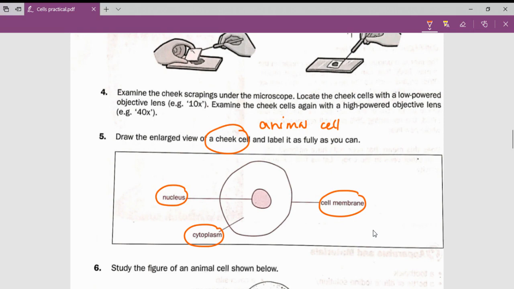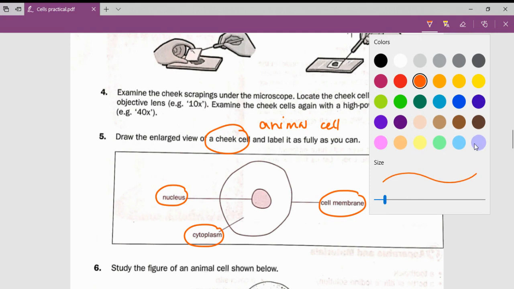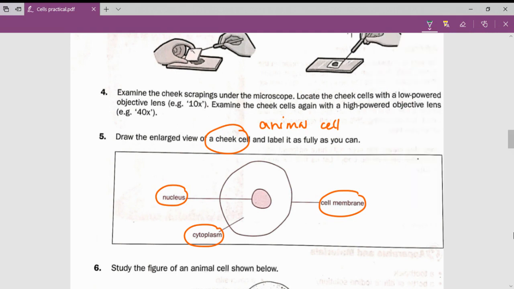So this is not a good drawing. So I'm going to draw another drawing by the side. So probably you just want to follow. So this should be the one. We have the animal cell. This is your cell membrane. Okay, and this is your nucleus. So maybe I shade. Okay, how do you label?